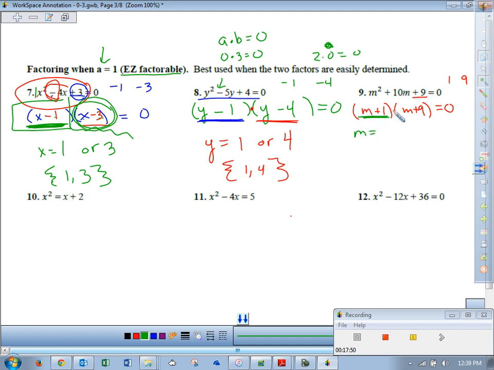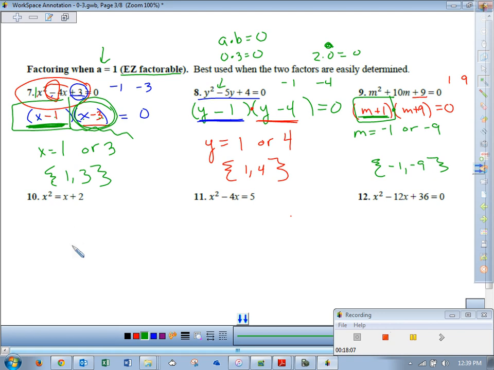Then values of m that make this true. We need this to be 0. Since we have two guys times each other equaling 0, if you put negative 1 in there, wouldn't that turn out to be 0 right there? Or if you put what else? What could make this 0? Negative 9. And then there's our solution set.